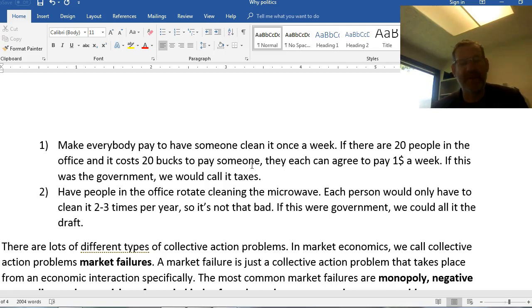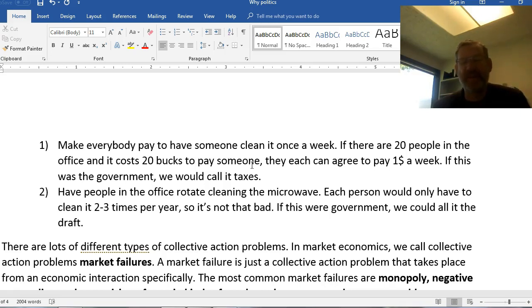If there are 20 people in the office and it costs $20 to pay someone for an hour to come clean, they can each agree to pay $1 a week. If this was the government, we would call that taxes, right? So we clean up pollution. Well, we all pay taxes and it goes into the pot for doing that.